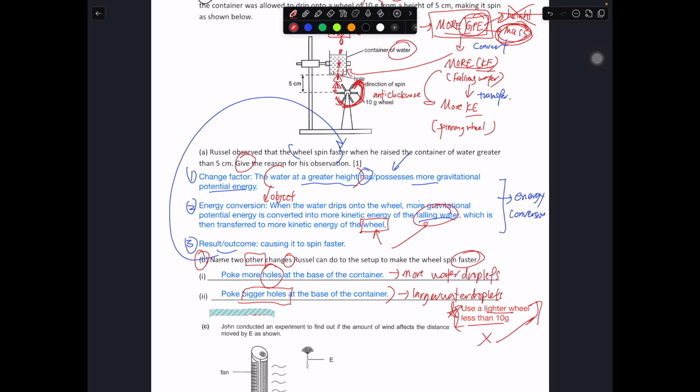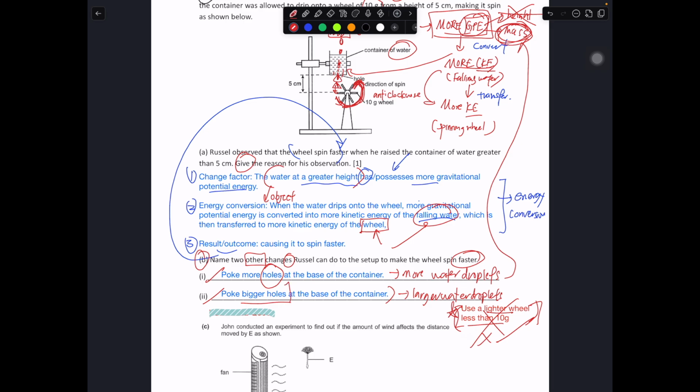More water droplets, then of course you will have more mass, okay, that can be converted to more KE. So these will be the two better answers rather than talking about the wheel, because sometimes they may restrict you. Okay, without changing the wheel, what can you do to the container of water? So without changing the wheel, that means you cannot mention this anymore.